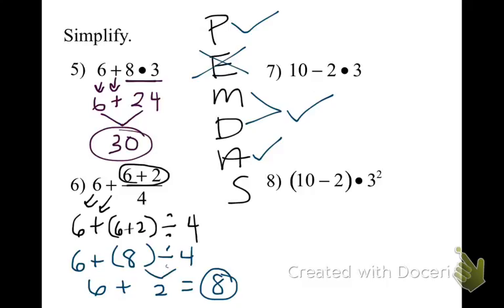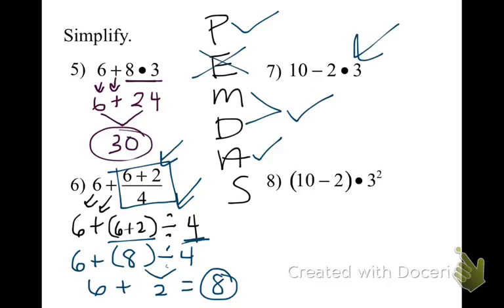So, ladies and gentlemen, watch out for this. This gets a little tricky. You have to be able to recognize, hey, I have 6 plus 2, which I can rewrite as parentheses. I have my division bar, which I know means to divide. That's where my division sign comes from. And don't forget about your 4. Now, go ahead and try to do example number 7 and example number 8 on your own.